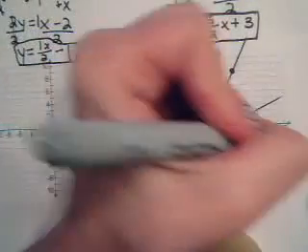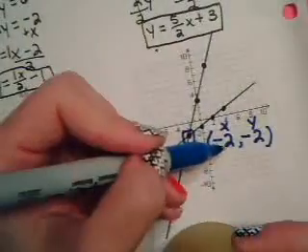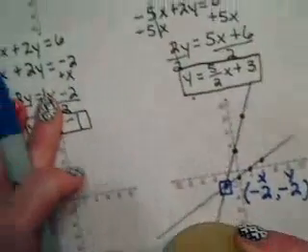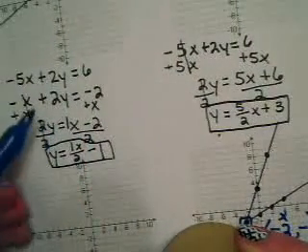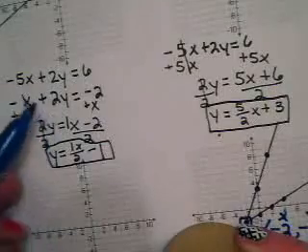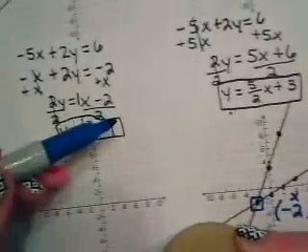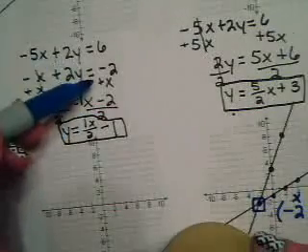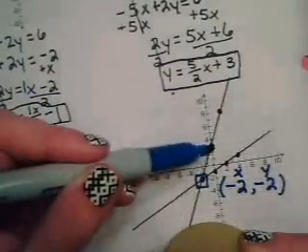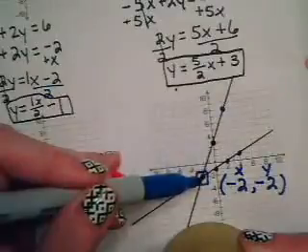Now I should be able to take this x and this y and plug them back into my original equations over here. Either one or both, plugging negative 2 and negative 2 into these equations should work and make them true. And so now I have solved my system by graphing.